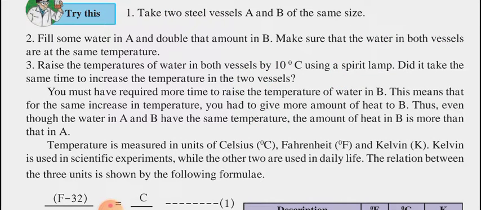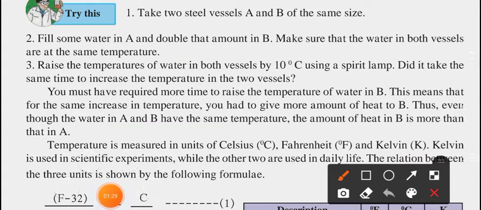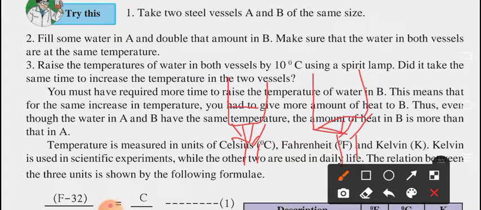Afterwards, raise the temperature of water in both vessels by 10 degrees Celsius by using a spirit lamp. By using heat, now we have to give heat to these two vessels, and now we have to raise the temperature by 10 degrees Celsius. Here is a little amount of water, here is double the amount of water.